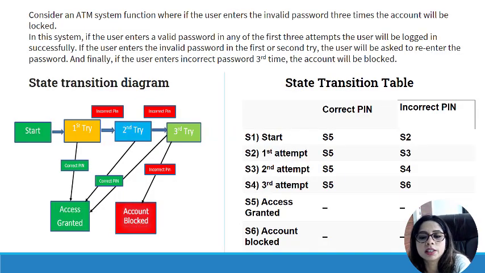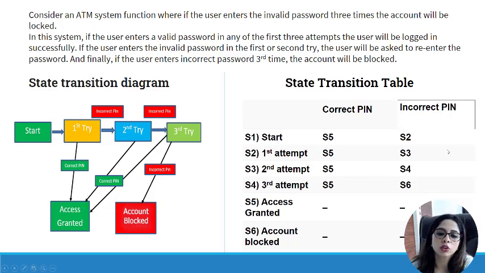Here you can see a diagram. Let's consider a scenario of an ATM application, where if you input your wrong pin thrice, you will be blocked from the system. That is the scenario: in an ATM you are allowed to enter a wrong pin only 2 times. If you enter the wrong pin thrice, you will be blocked.